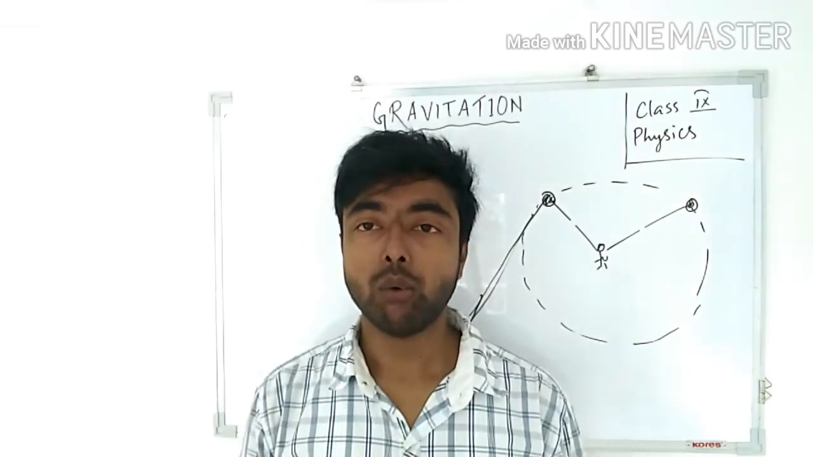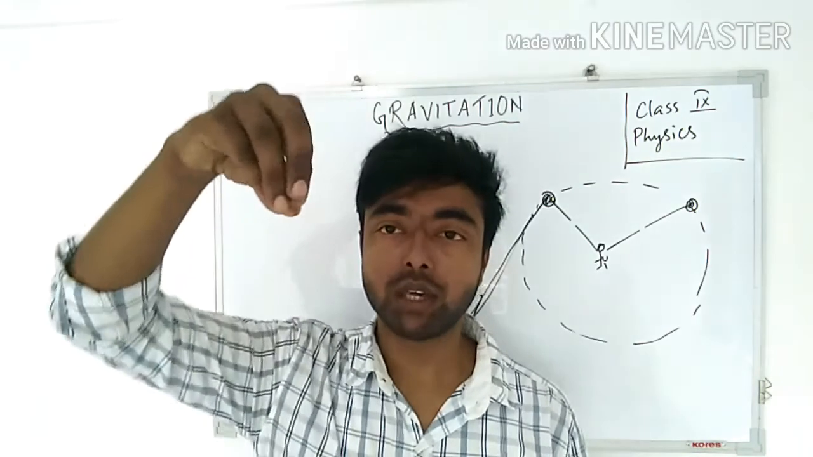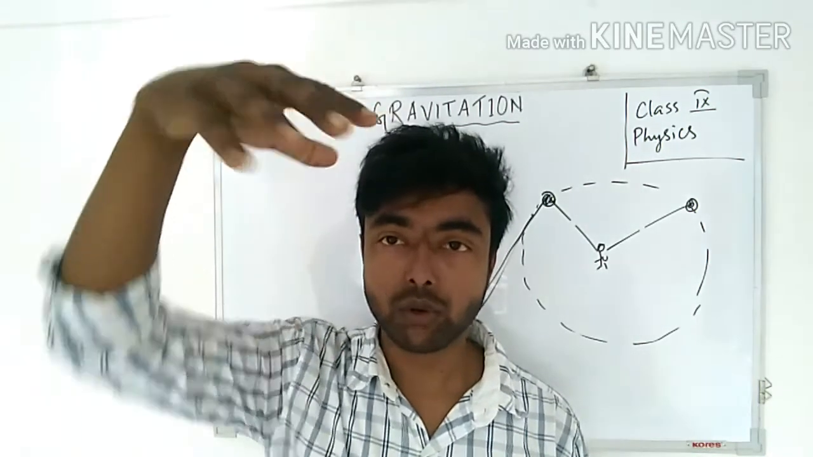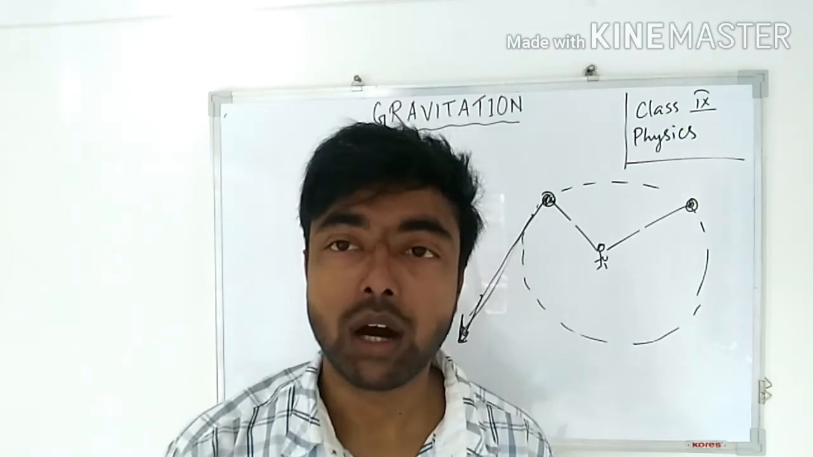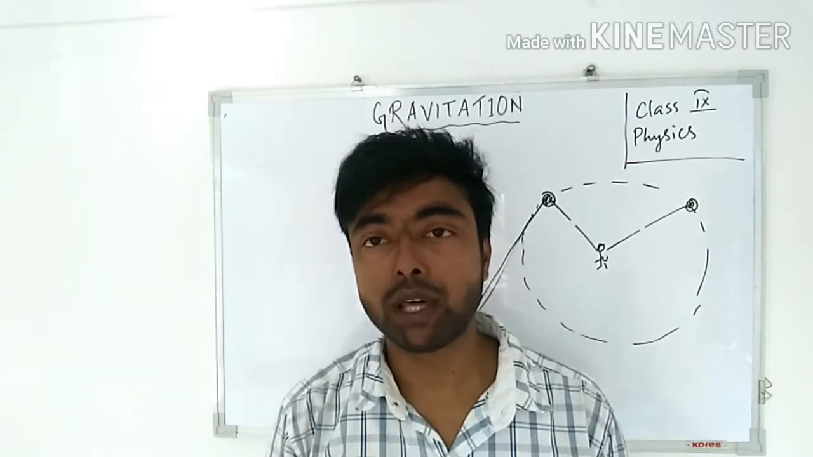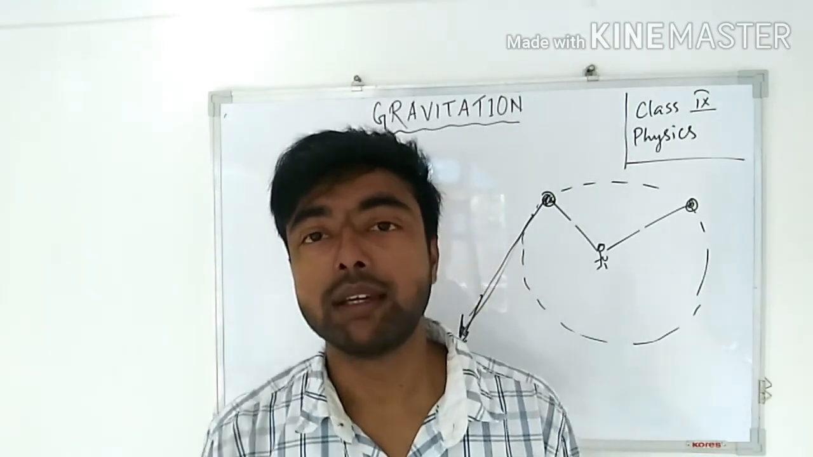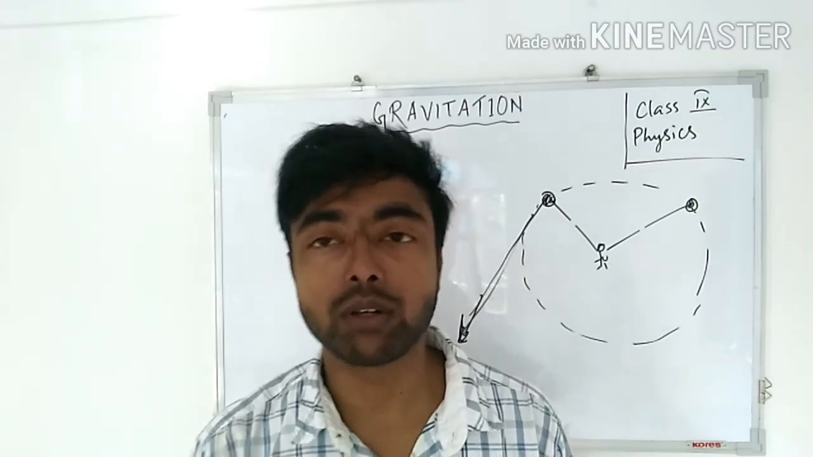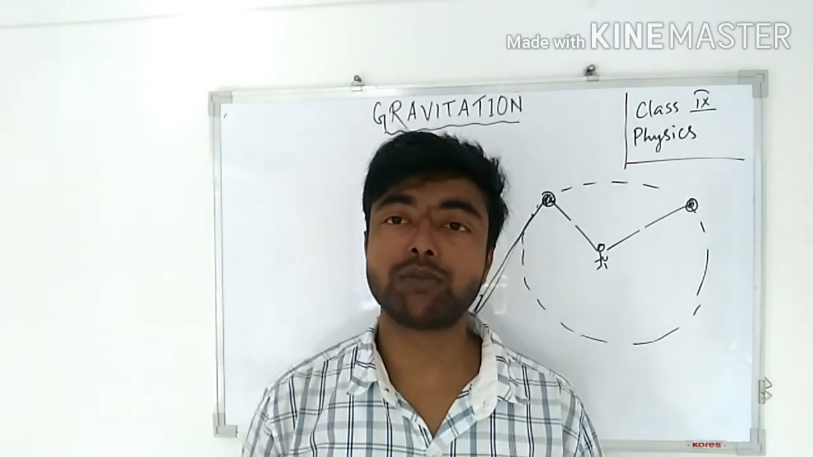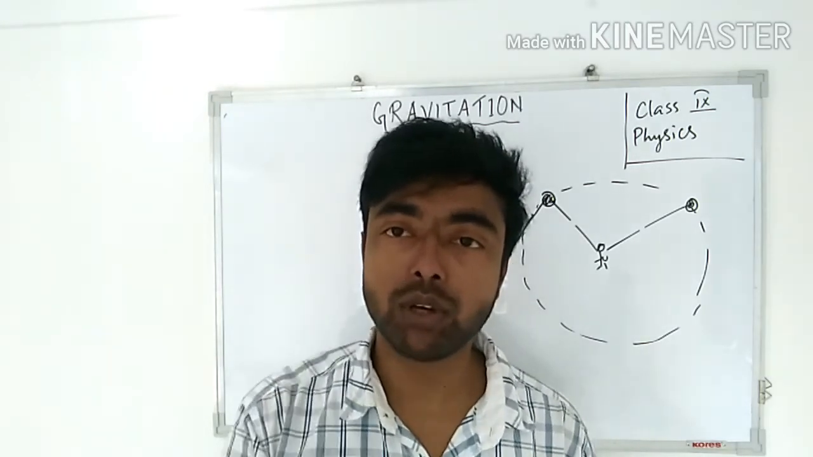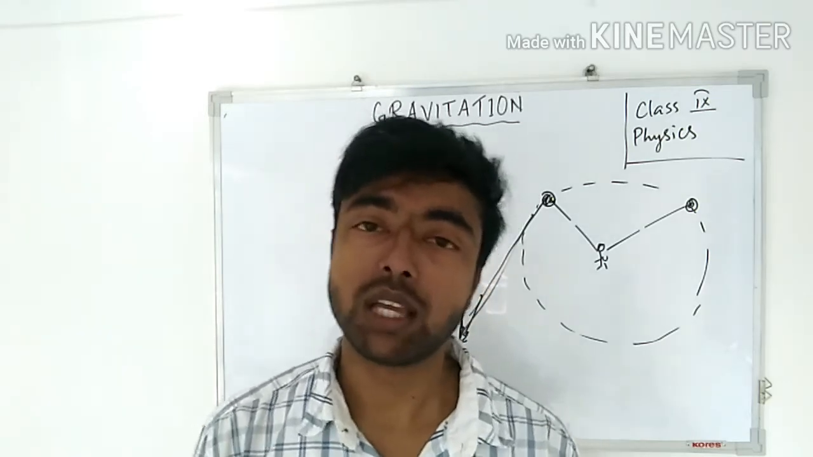Actually, when we leave any object at a height, it will go down on the earth's surface. From there also we can say why it is going down on the earth, because the earth is a bigger object and the earth is pulling the objects towards its center.